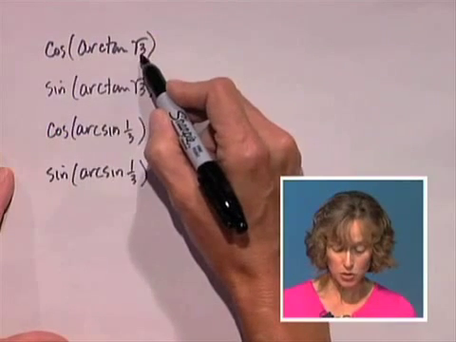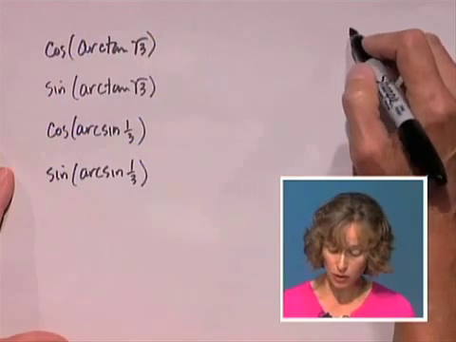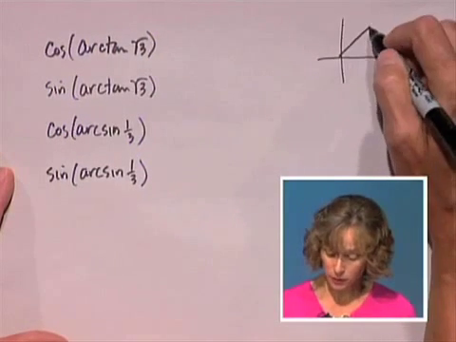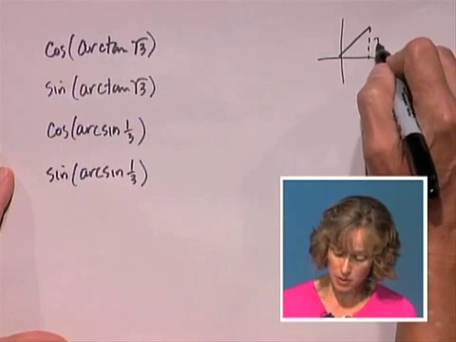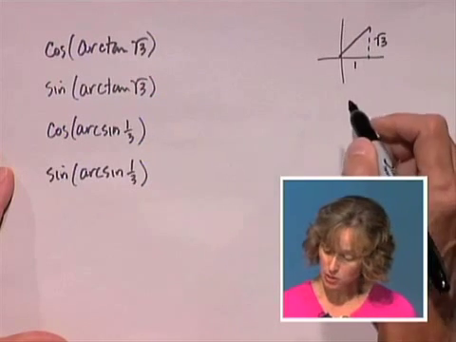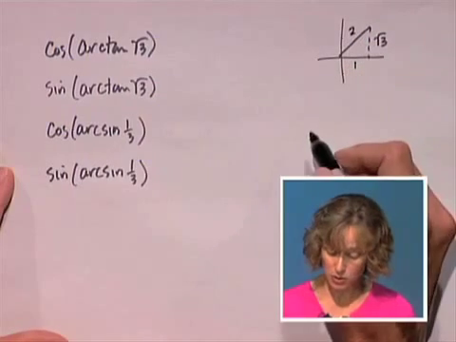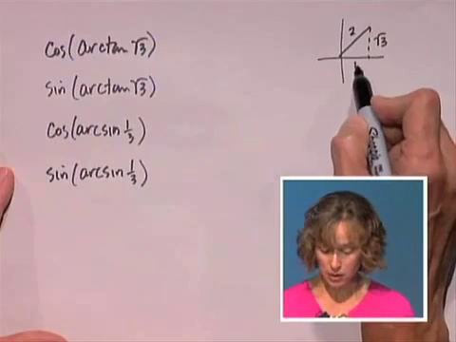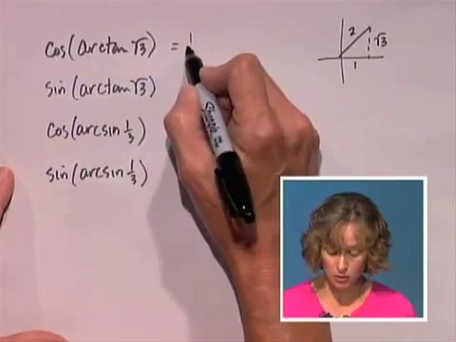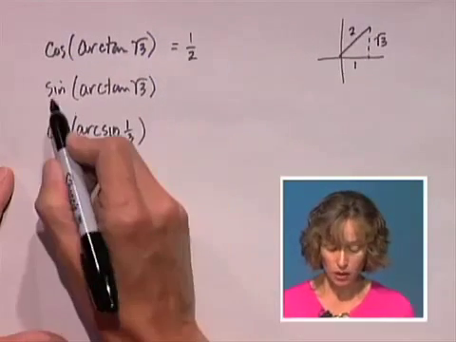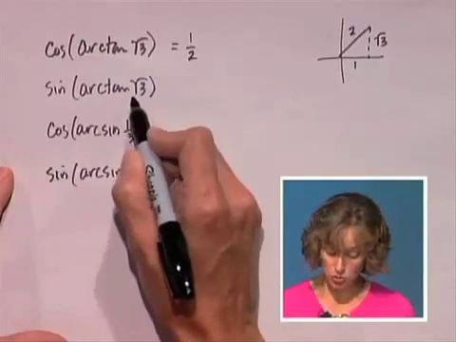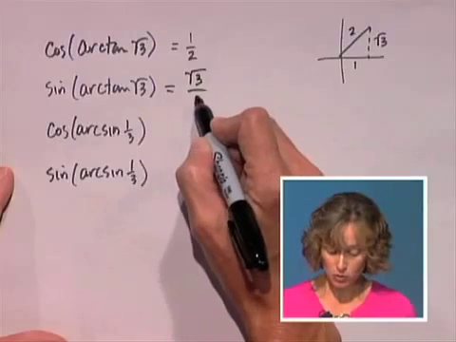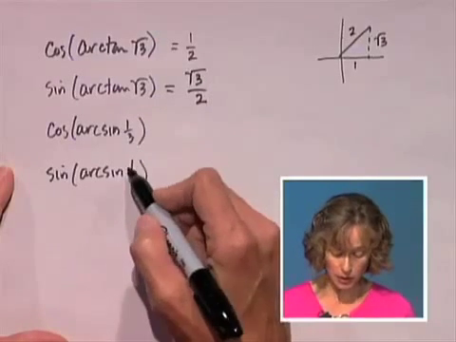Now, the arctangent of square root 3, that's positive, and the inverse tangent's positive in quadrant 1. And I want the opposite side to be square root 3, the adjacent side 1, so the hypotenuse must be 2. And so the cosine of that angle, this angle right here, is the adjacent side over the hypotenuse, which is 1/2. The sine of the angle I just drew is the opposite side over the hypotenuse, which is square root 3 over 2. And now we're looking at our next two values.